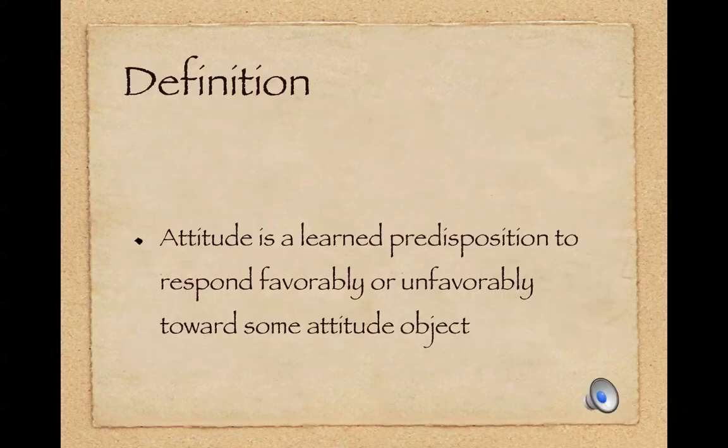So, what is an attitude? Well, you've all heard the phrases like, watch your attitude, and whoa, you were born with that attitude, and oh, that didn't work out. So, what is an attitude? An official definition that scholars have compiled, according to Mayo and Olson, is that attitude is a learned predisposition to respond favorably or unfavorably towards some attitude object. It's a nice definition. Let's break it down.